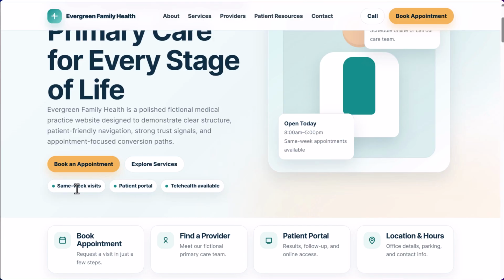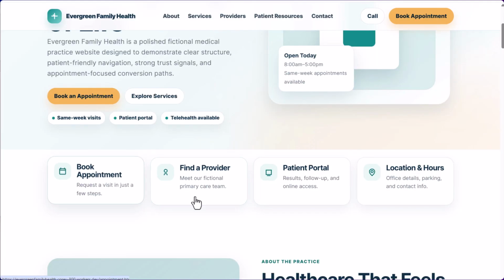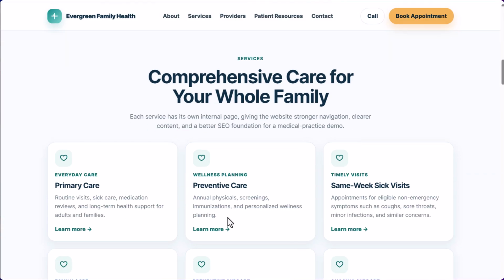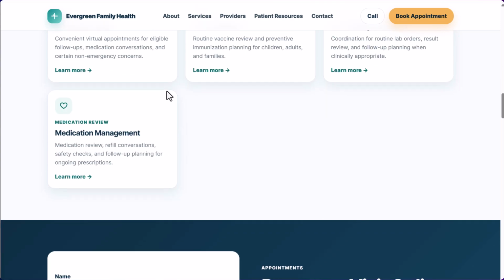Most people searching for medical care are like, can I get in tomorrow? Can I get in the next day? It's not generally, can I get in right away, unless it's urgent, and this is not urgent care. So book appointment, find a provider, patient portal, location and hours, healthcare that feels personal, comprehensive care for the whole family with all of our services listed.